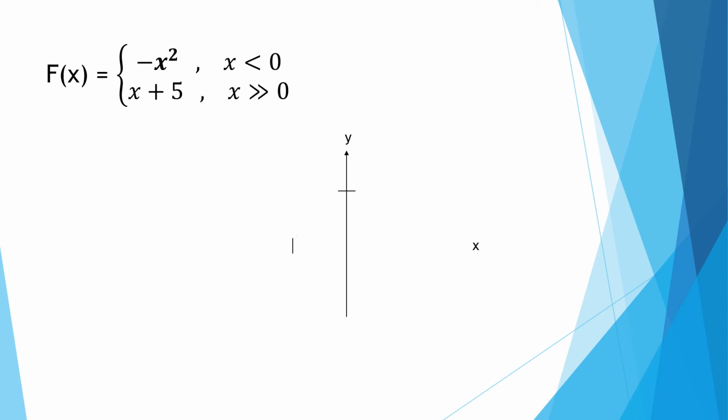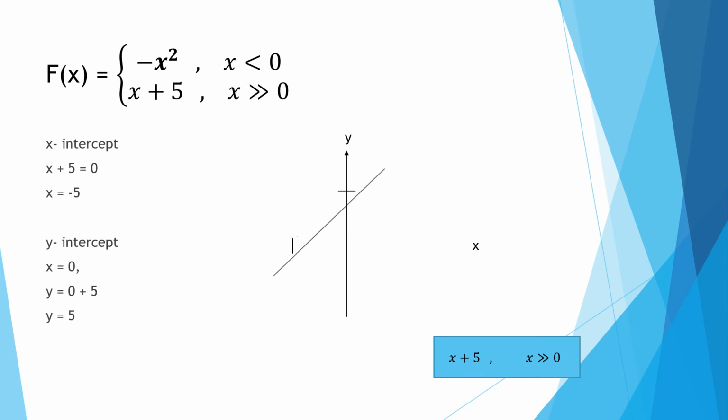For the second equation, x plus 5 when x is greater than or equal to 0. For this question, we need to find the x-intercept and y-intercept. For the x-intercept, we need to set the equation equal to 0. So the x-intercept is negative 5. For the y-intercept, we must let x equal 0. So we find y as 5.